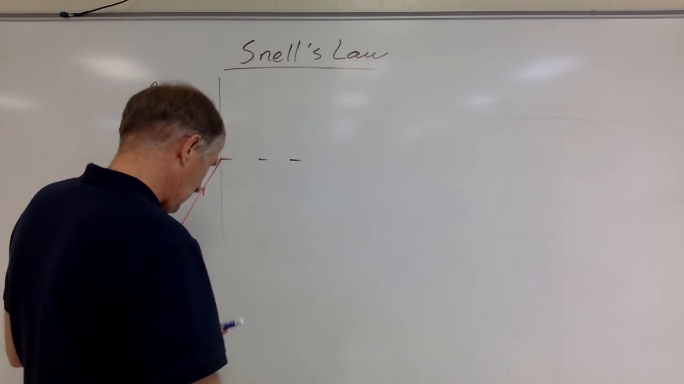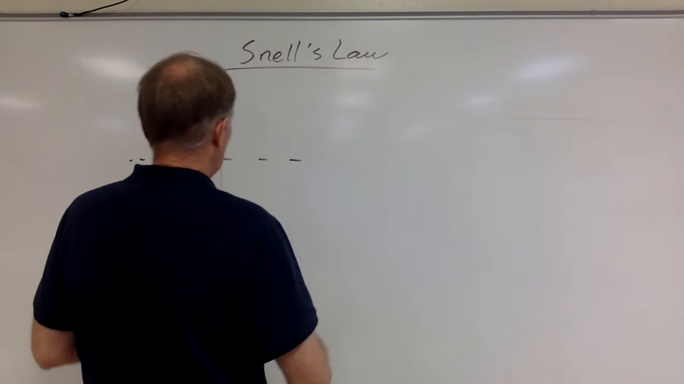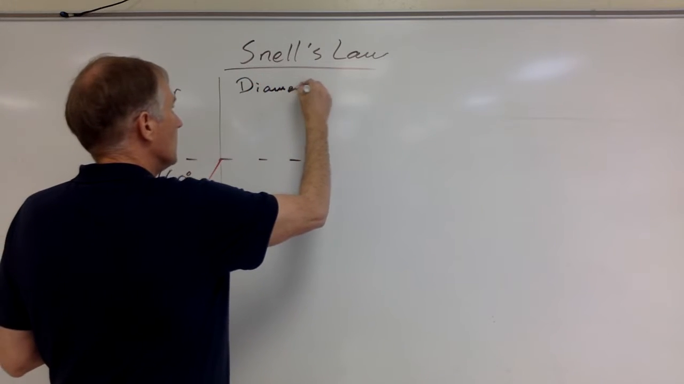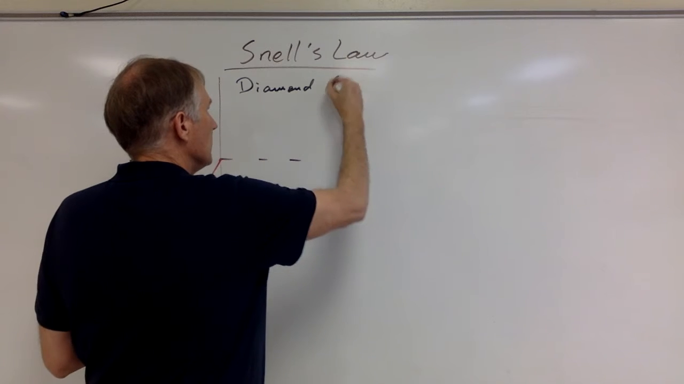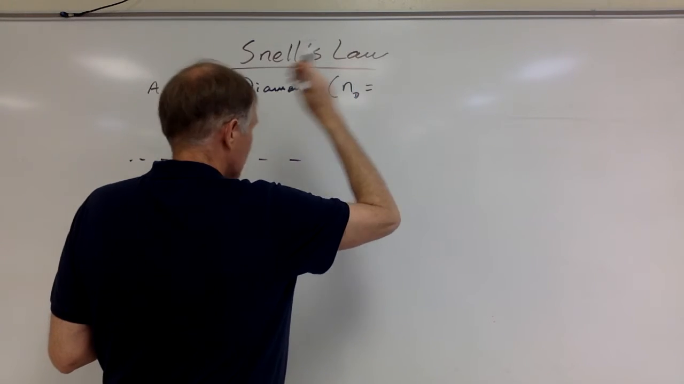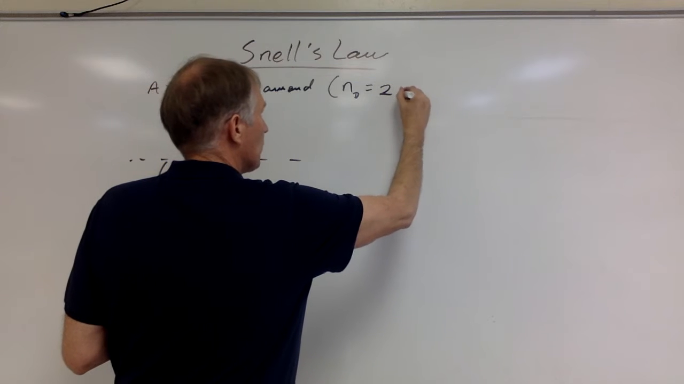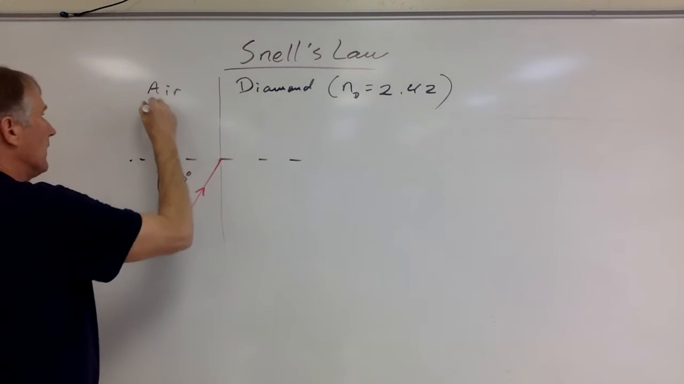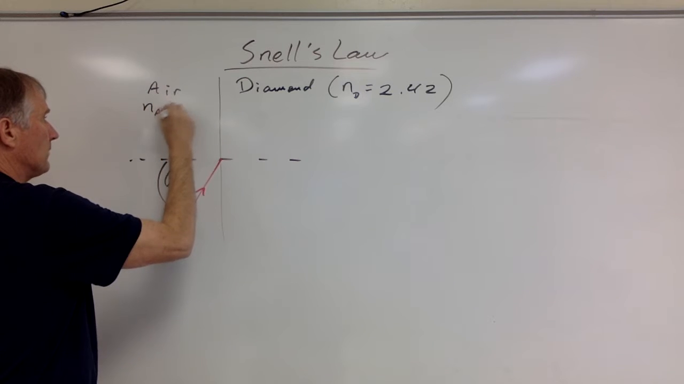So let's say that we have, I don't know, diamond. Woo! And the index for diamond is about 2.42. The index for air, remember, is roughly 1.